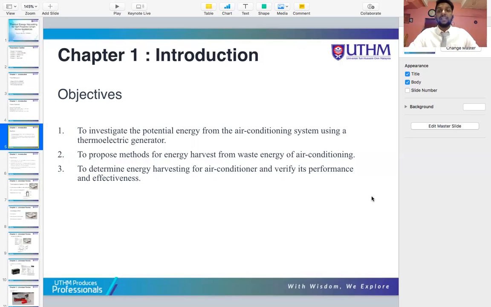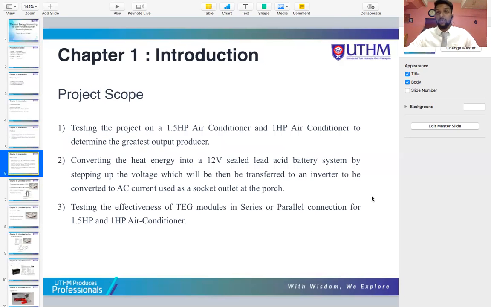Third will be to determine energy harvesting for the air conditioner and verify its performance and effectiveness. Here comes the project scope, which I'll be explaining in detail about the objective. First is testing the project on a 1.5 horsepower air conditioner and a 1 horsepower air conditioner to determine the greatest output producer. By testing this, I'll determine which one to be used for my project.